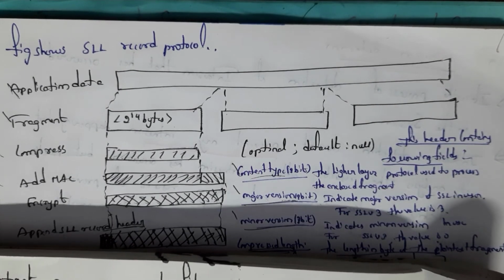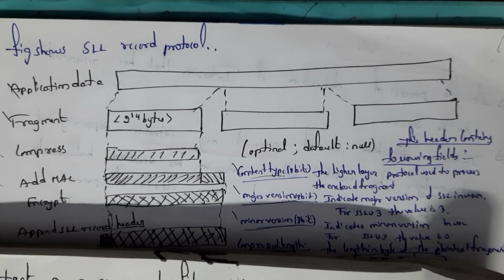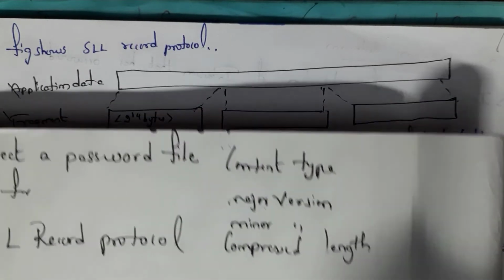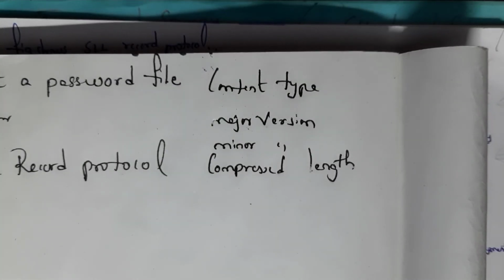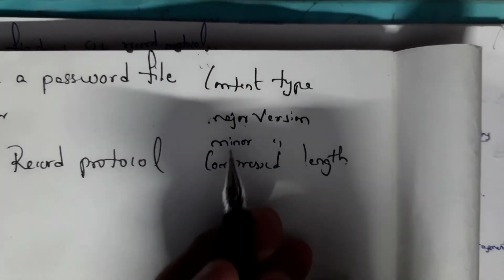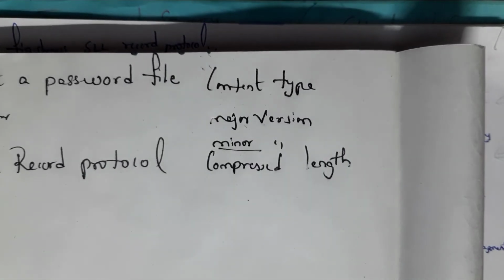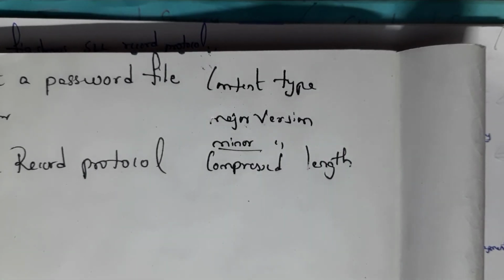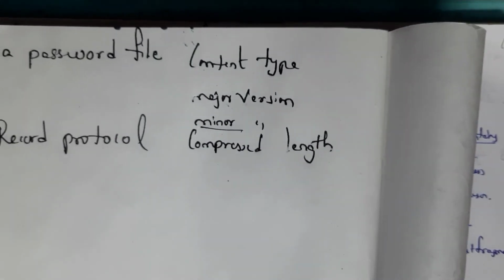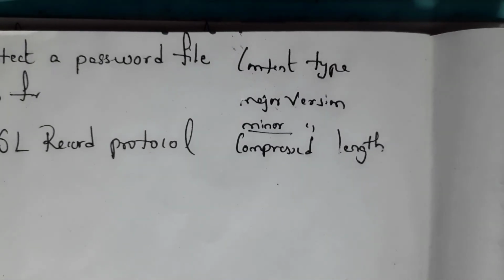See, this major version indicates the major version of the Secure Socket Layer record protocol, and this minor version indicates the minor version of Secure Socket Layer. And whereas compressed length is nothing but the length which we are going to compress, that is how we are compressing messages, known as compressed length.